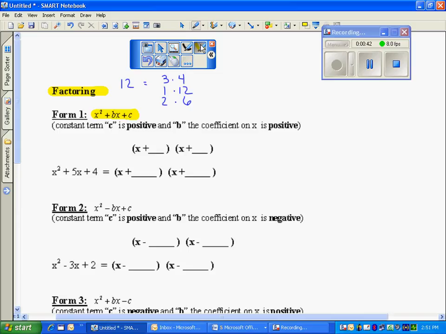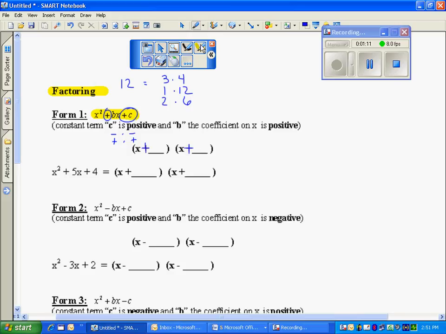So in the first form, if you notice, the C is positive. The only way you can get a positive C is to multiply a negative times a negative or a positive times a positive. Well, because of the process of distributing or FOILing, I want this B, or middle term, when I add it, to be positive. So notice if you have this form, you have two positives in those two pieces.